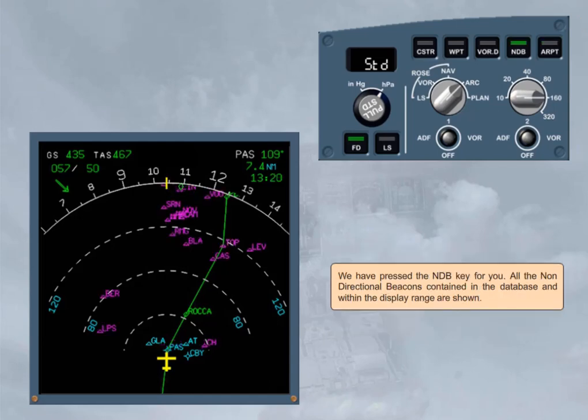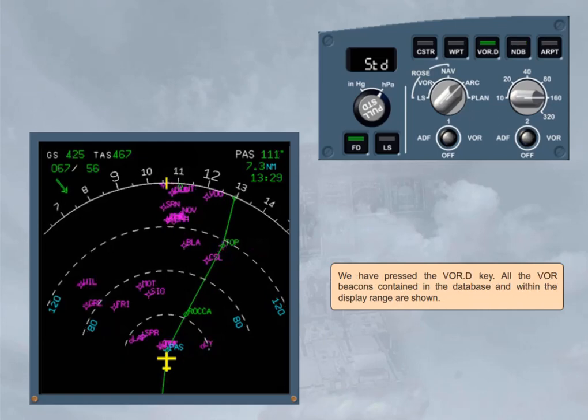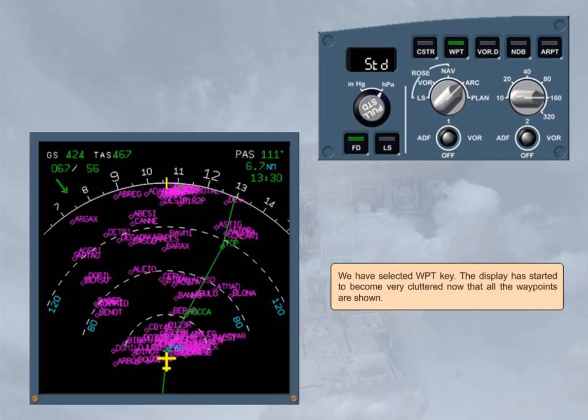We have pressed the NDB key for you. All the non-directional beacons contained in the database and within the display range are shown. We have pressed the VOR DME key. All the VOR beacons contained in the database and within the display range are shown. We have selected the waypoint key.